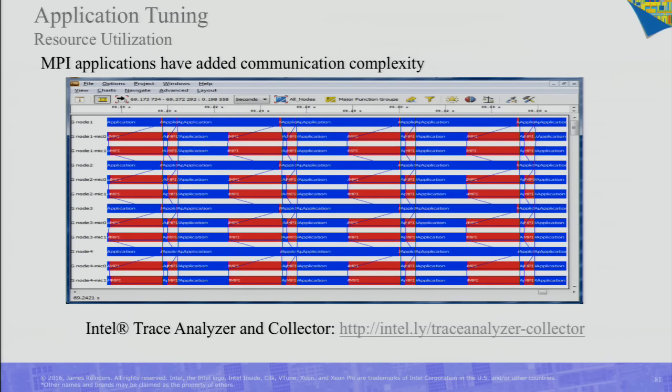And so this is like a graph from the MPI tool. And we use a really sophisticated coloring scheme. Red is bad. And so the red is stalls. It's places where nodes on the system are waiting. And this is from the MPI, well, I call it MPI thing. It's Trace Analyzer and Collector is the official Intel name.